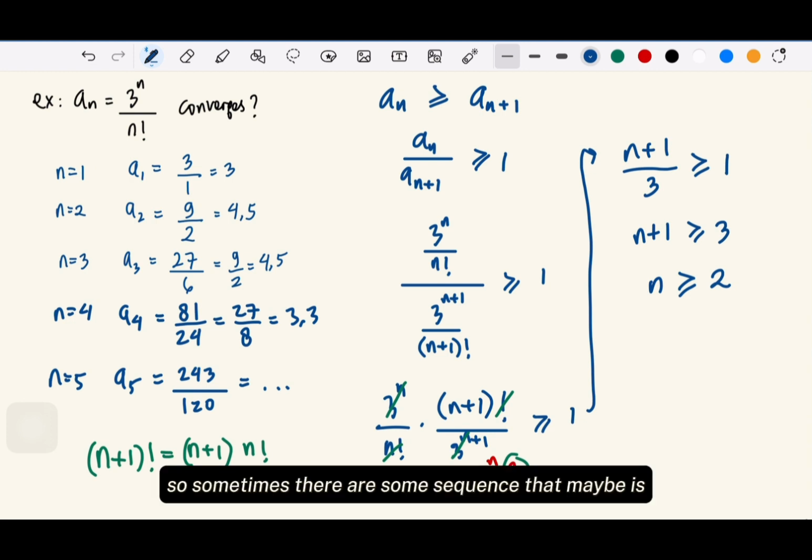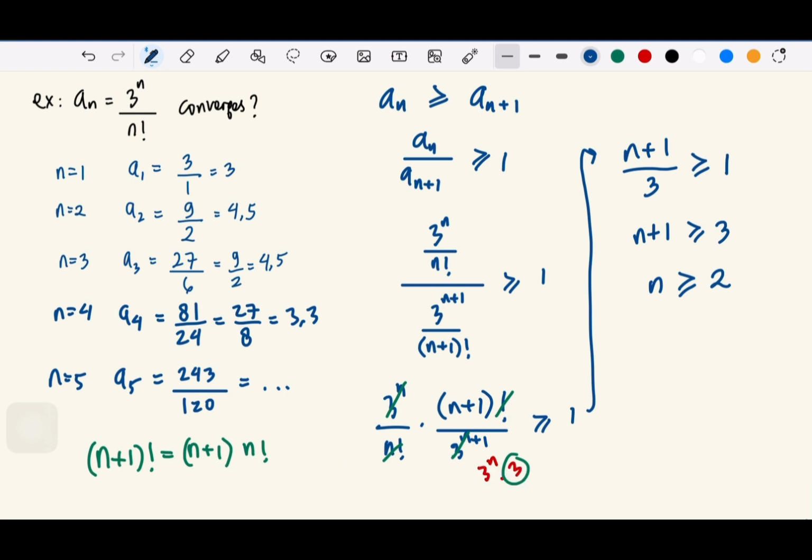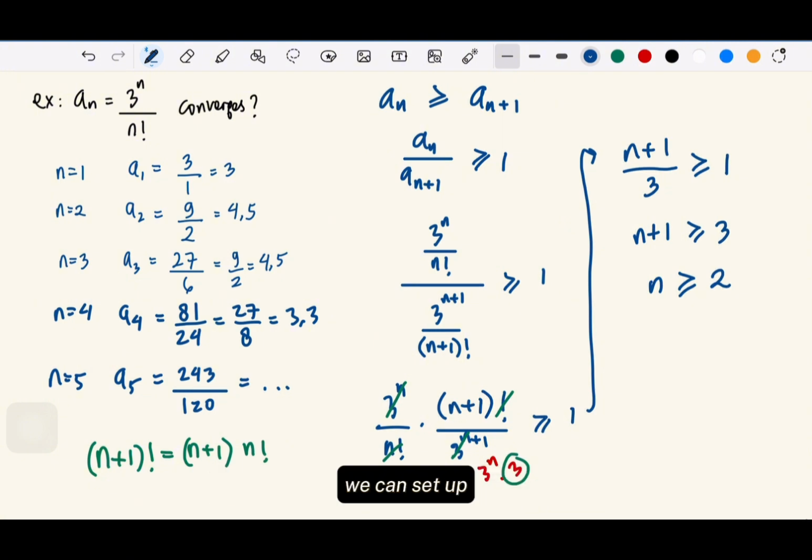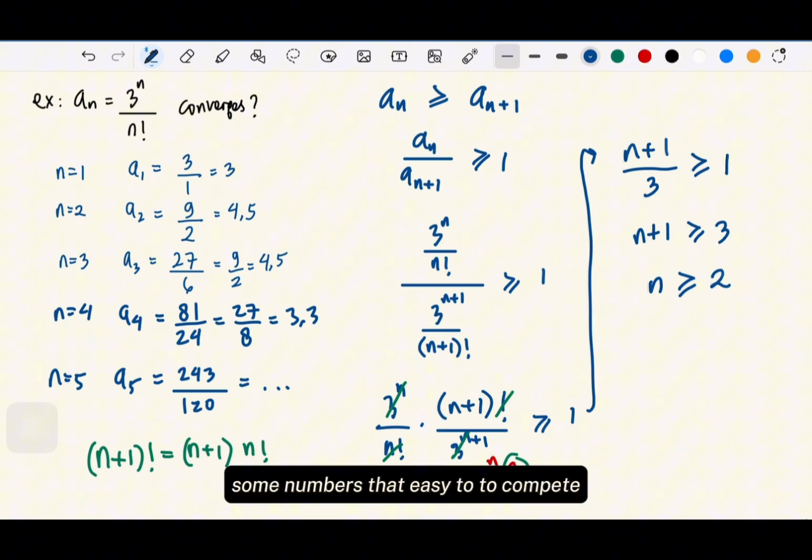So sometimes there are some sequences that go up for a while and then go down, or go down for a while and then go up. There are some sequences that behave like that. To make sure that we know whether it's increasing or decreasing, we can set up our relations. Sometimes you need to do some trial: your assumption may be decreasing or increasing, and you need to check, and then try some numbers. That's easy to compute.